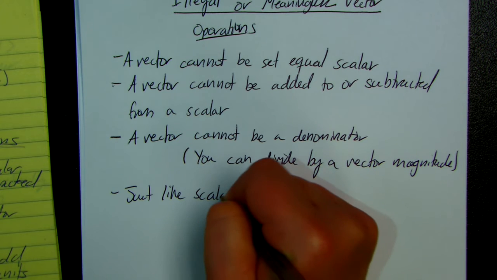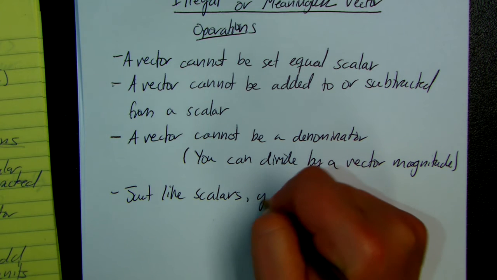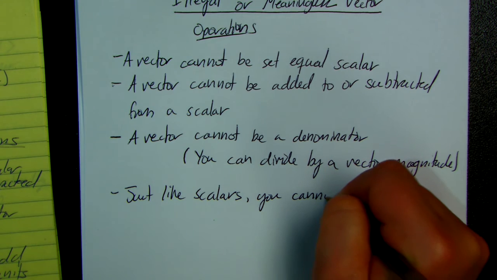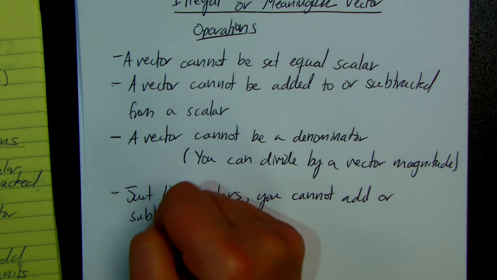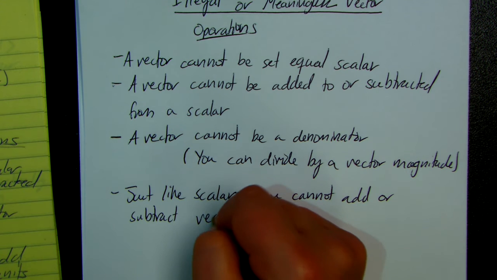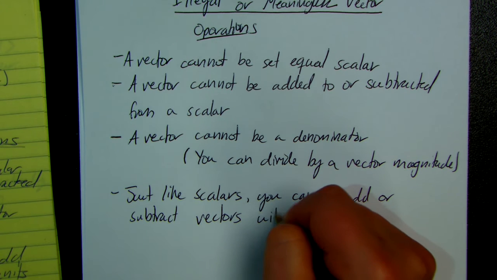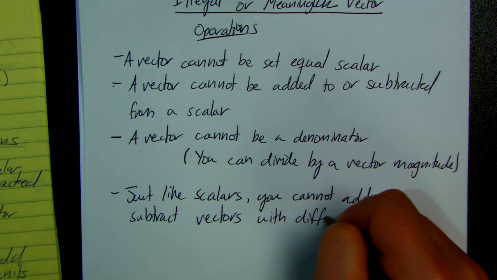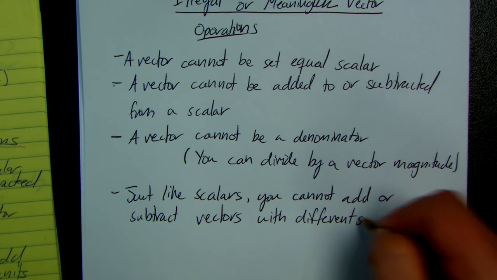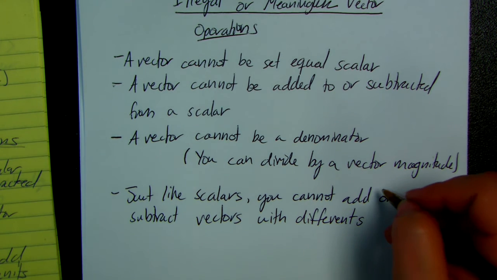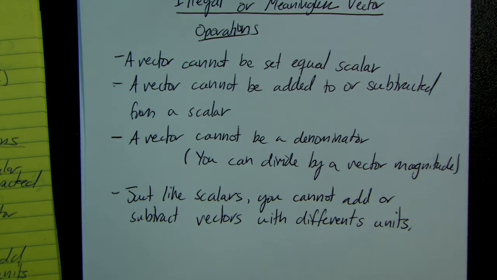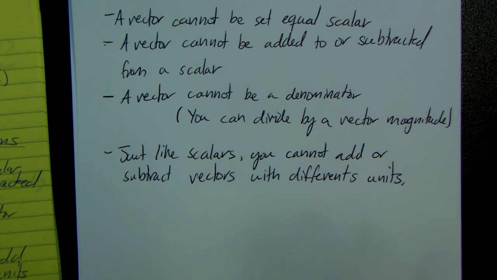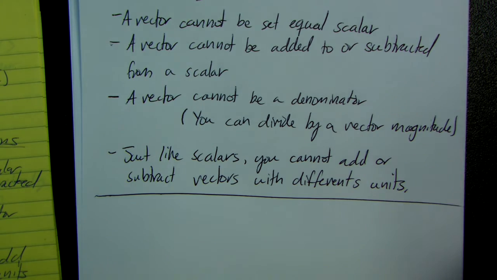And just like scalars, units are very important in this class. You cannot add or subtract vectors with different units. If you have two vectors you're supposed to add or subtract with different units, you need to use unit conversion.